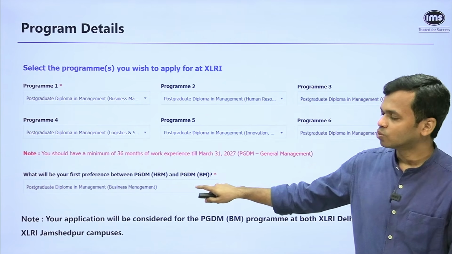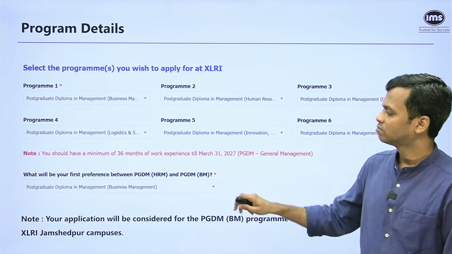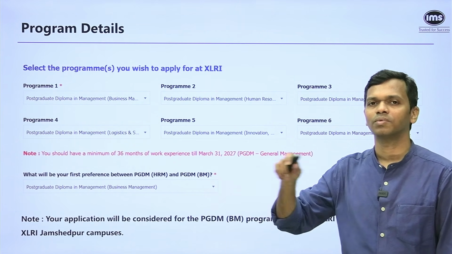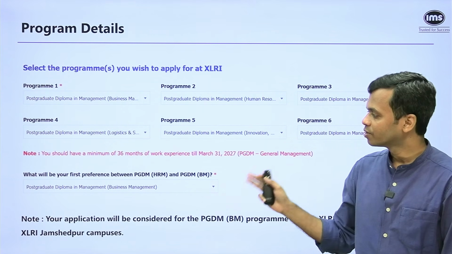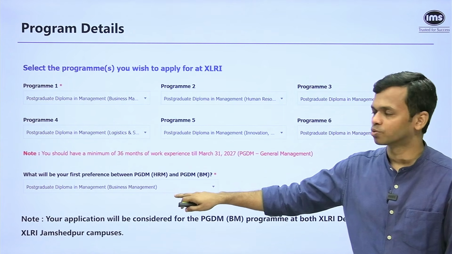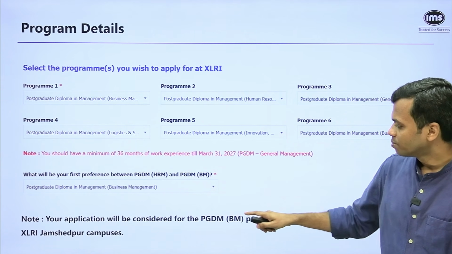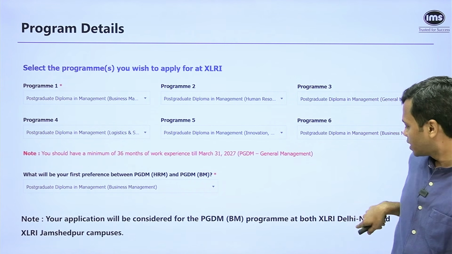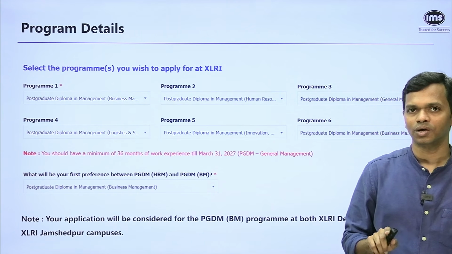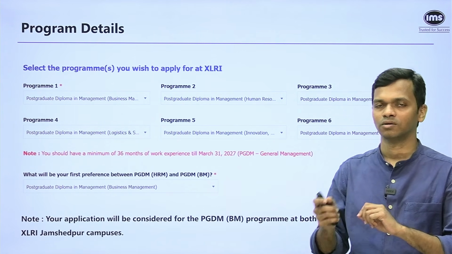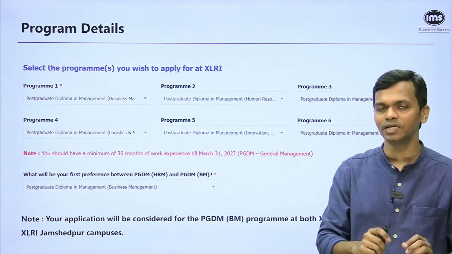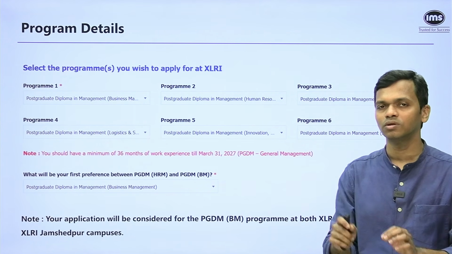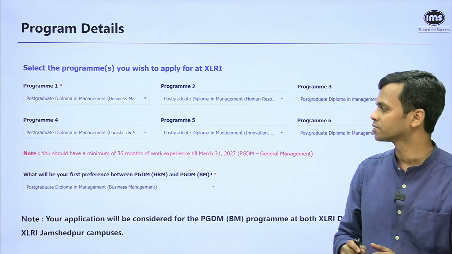So between the two, you will have to indicate a specialization. For most students, that is going to be BM, unless there's somebody who knows that they want to do HR. If they want to do HR over BM, you're free to do that. Your application will be considered for PGDM BM at both XLRI Delhi NCR and Jamshedpur campus. So you don't have to indicate a preference of Jamshedpur over Delhi. Your application is sent to both the Jamshedpur as well as Delhi campus.